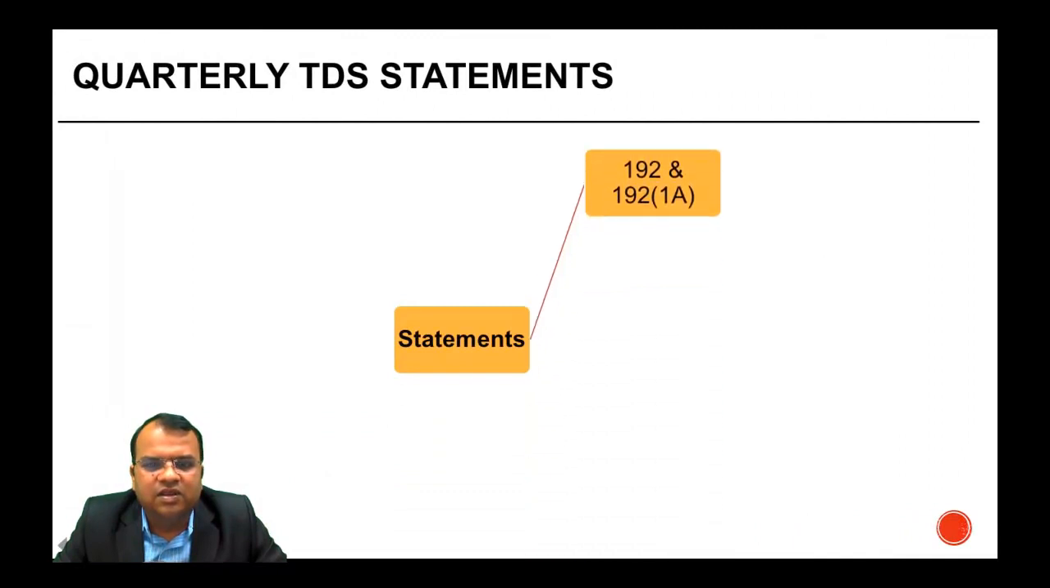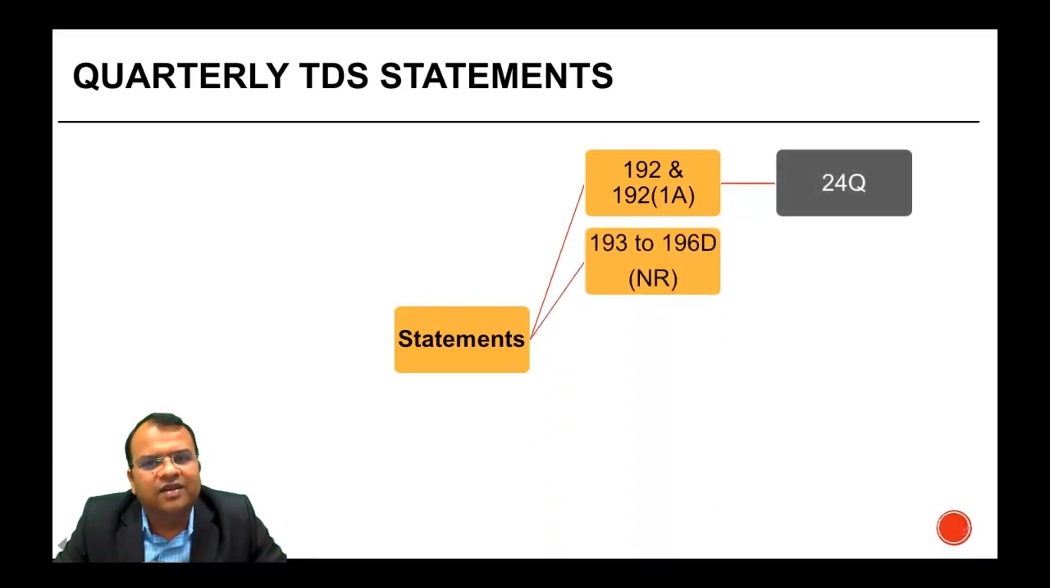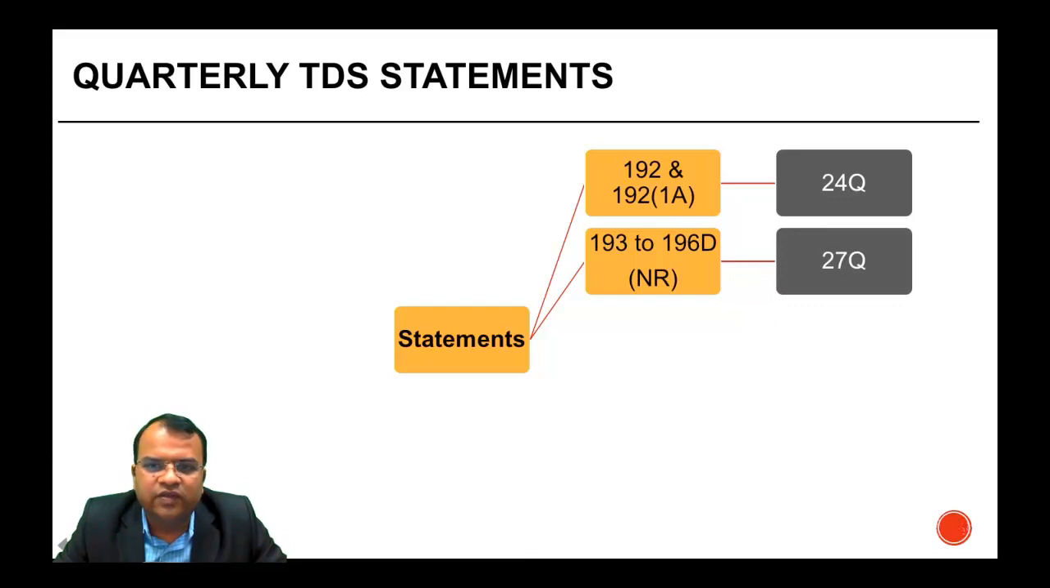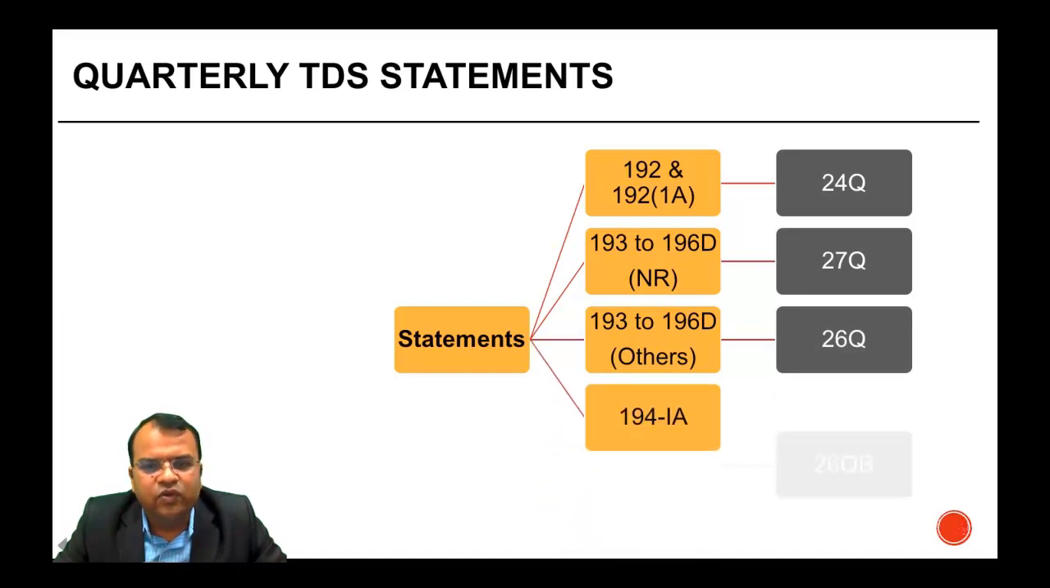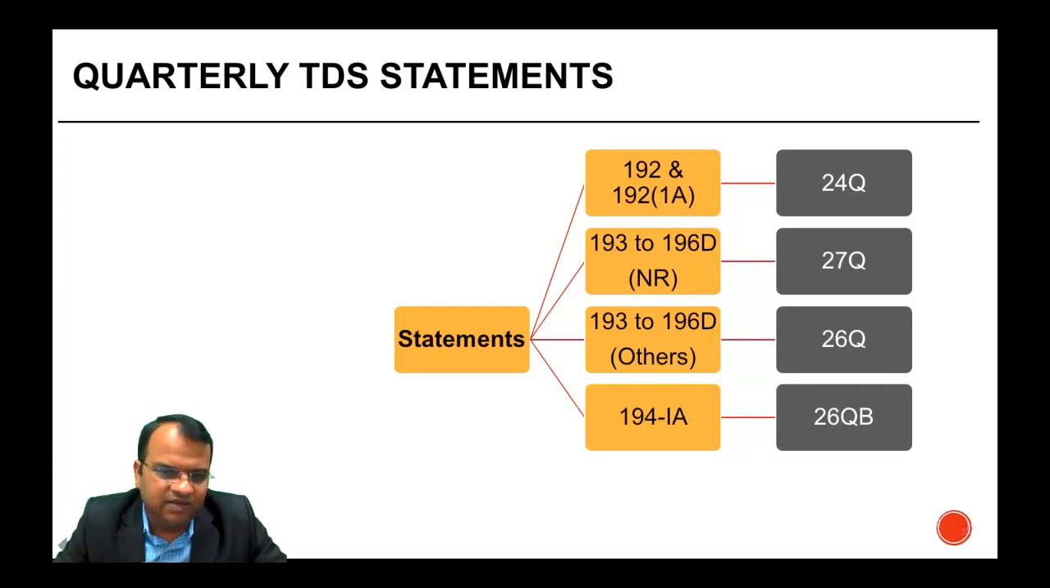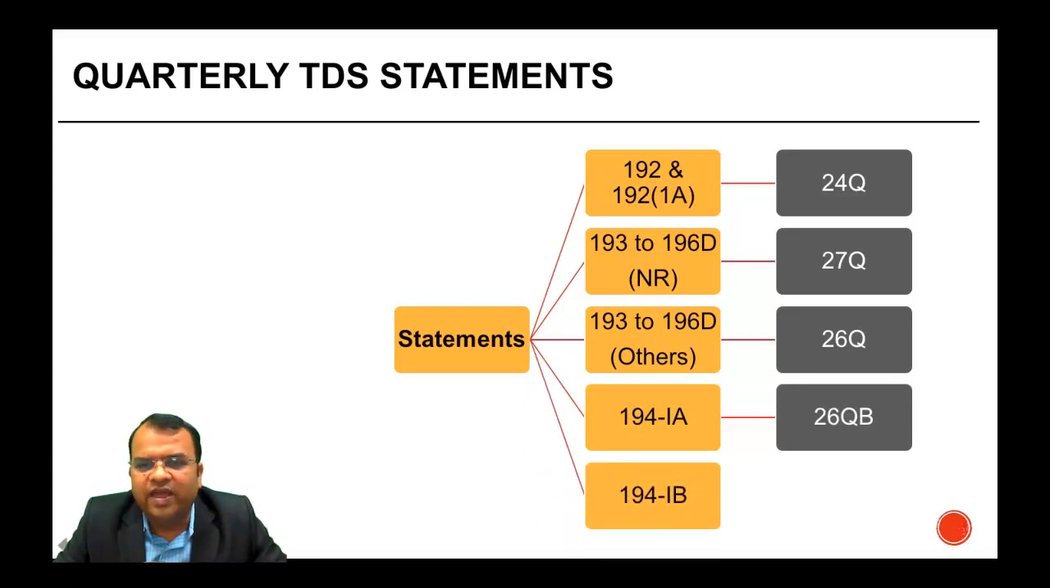Quarterly TDS statement. The statement for tax deducted under section 192 and 192(1)(a) has to be filed in form 24Q. TDS deducted under 193 to 196D, insofar as it relates to the non-resident, has to be filed in 27Q. For section 193 to 196D, where the payment is made to a person other than a non-resident, the return has to be filed in form 26Q. For 194IA, it is 26QB, like I discussed in the previous slide, and for 194IB cases, it has to be in 26QC.